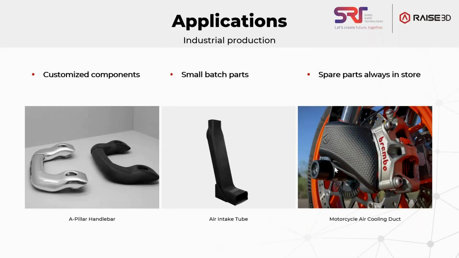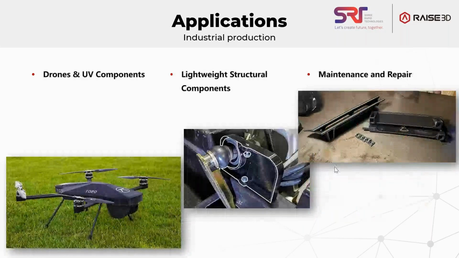You can produce parts for end use application by making customized components or small batch parts, or if you want to make spare parts of certain machine or assembly to be made available. Drone and unmanned components, this particular application is quite trending. So people want to use materials which are lightweight, but also have enough strength.